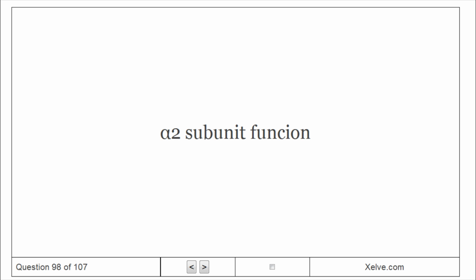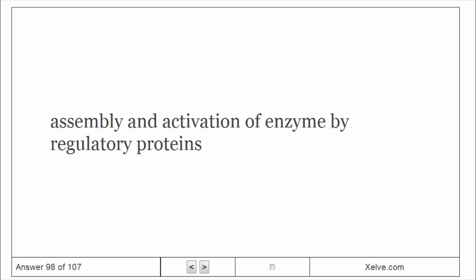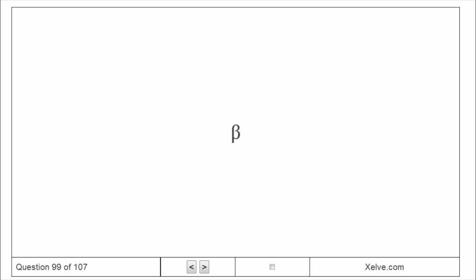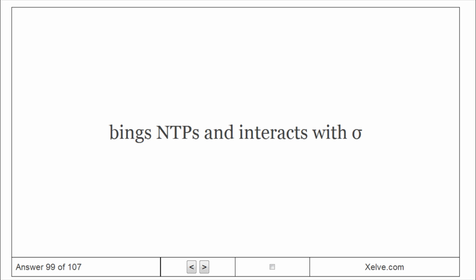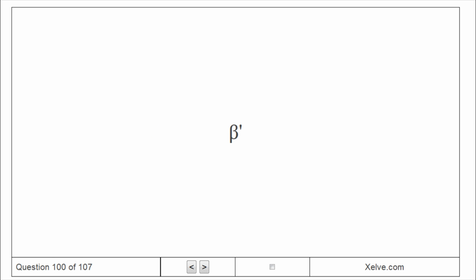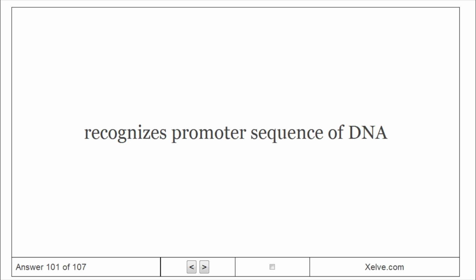Alpha 2 subunit function: assembly and activation of enzyme by regulatory proteins. Beta: binds NTPs and interacts with sigma. Beta prime: binds DNA. Sigma: recognizes promoter sequence of DNA.